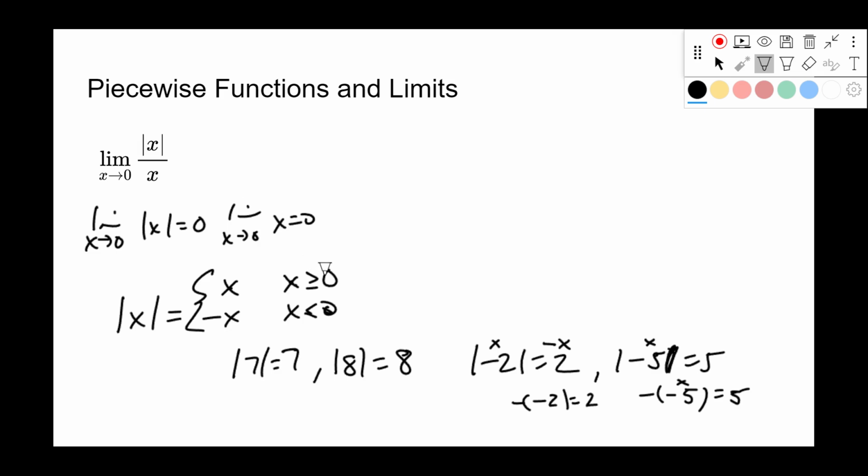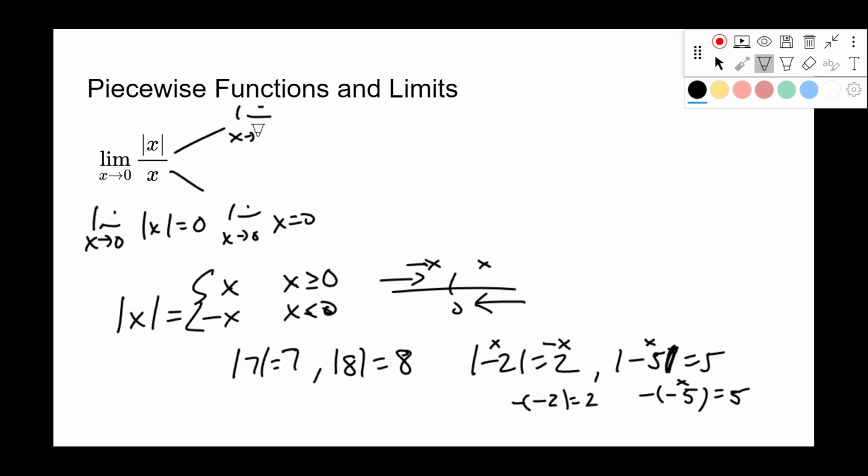Well, since this function, absolute value of x, changes at x equals 0, it's got two different values depending on which side of 0 you're on, right? Here's 0. If you're coming in from the left, you're on the graph of -x. If you're coming in from the right, you're on the graph of +x. Then I have to do this in two pieces. I have to try from both sides.